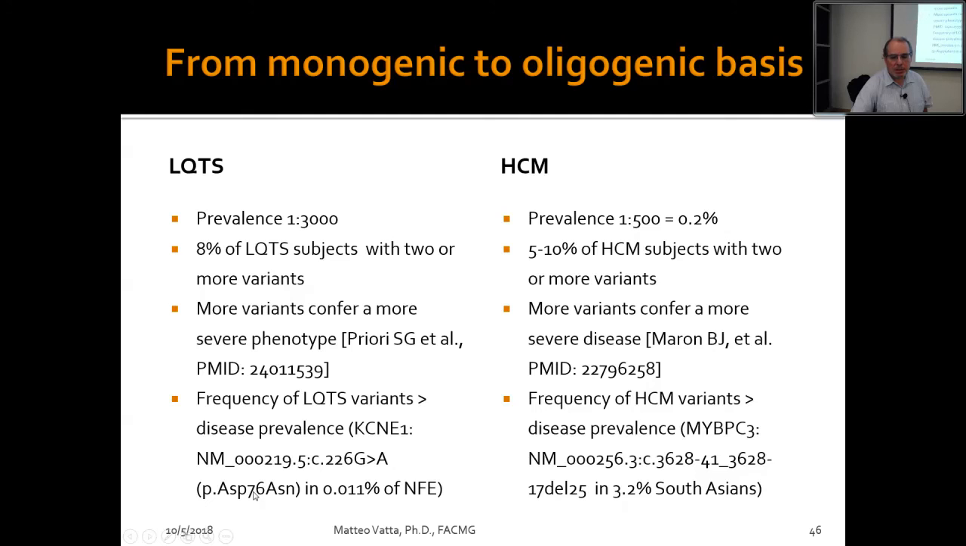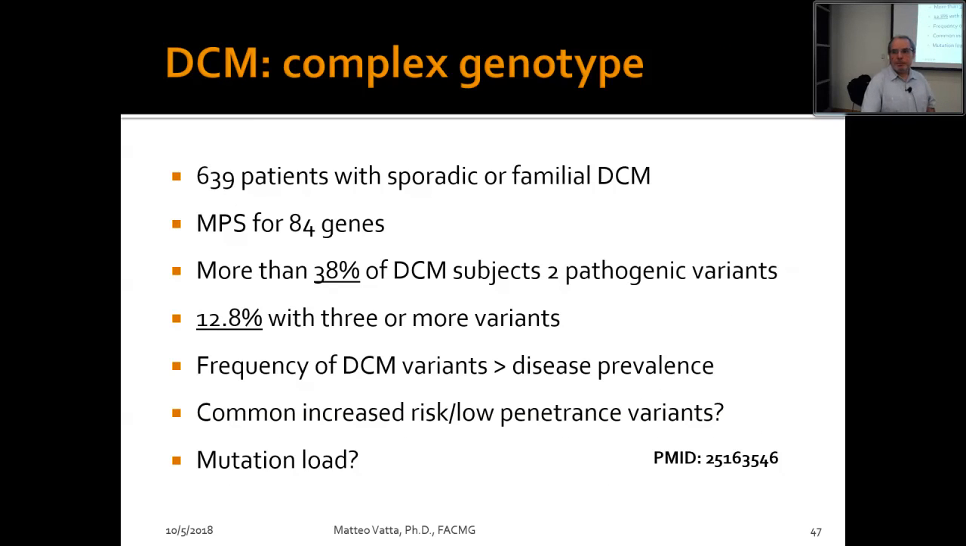So I put here two examples. One for long QT syndrome, the KCNE1 variant leading to an asparagine change at position 76, is present in non-Finnish Europeans in 0.011%. There is a myosin-binding protein C3 variant that is leading to a deletion of 25 nucleotides, which is present in 3.2% of South Asians. If you have one variant, you may have a subclinical presentation, meaning you may not feel anything. If you are homozygous or compound het with another variant, you can have a severe disease. So is this autosomal recessive? Is it semi-dominant? Probably.